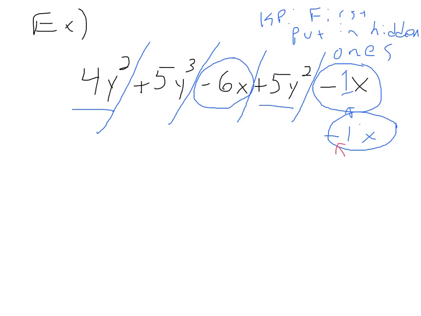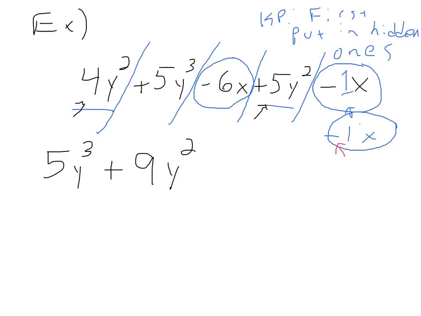Now we have to ask ourselves, which one comes first? Well, the highest exponent. This 5y to the third has the highest exponent. So that's got to come first. Next, our y squared's got to come next. Well, we got to combine these. This 4y squared combined with 5y squared. 4 combined with 5 is a positive 9, so we write plus 9y squared.